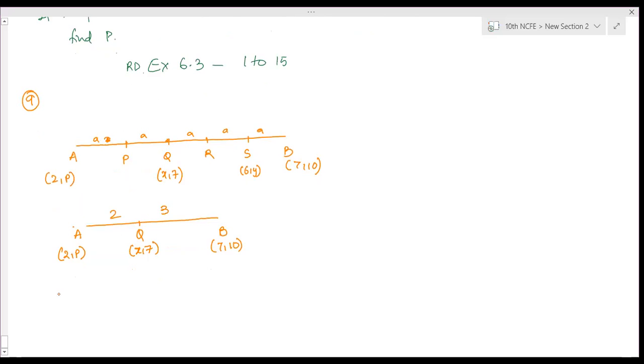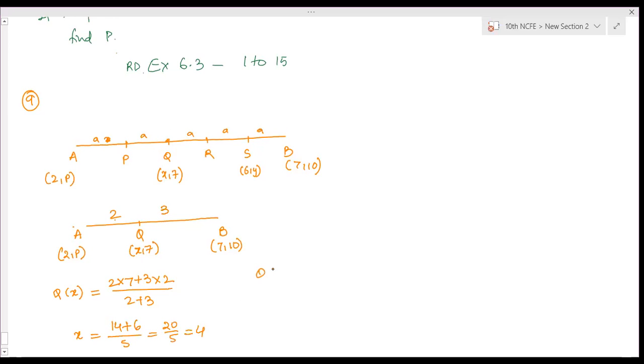So take Q's X coordinate. The X coordinate formula will be 2 into 7 plus 3 into 2 by 2 plus 3. So the value X is equal to 14 plus 6 by 5, 20 by 5, which is 4. So the value of X is 4.